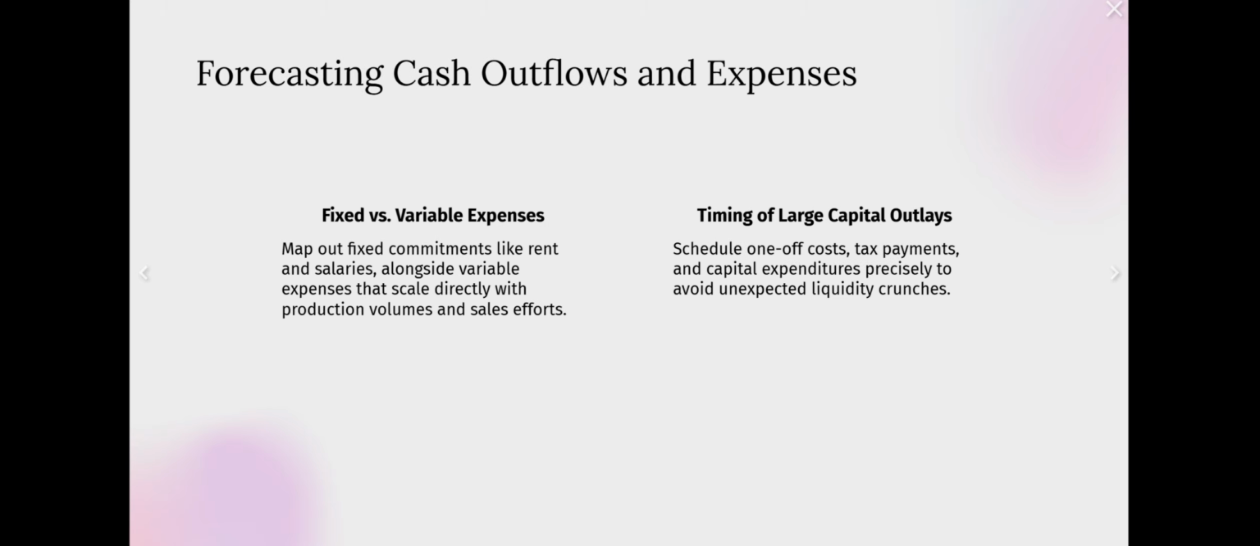Forecasting cash outflows and expenses. Fixed versus variable expenses. Map out fixed commitments like rent and salaries alongside variable expenses that scale directly with production volumes and sales efforts. Timing of large capital outlays. Schedule one-off costs, tax payments, and capital expenditures precisely to avoid unexpected liquidity crunches.